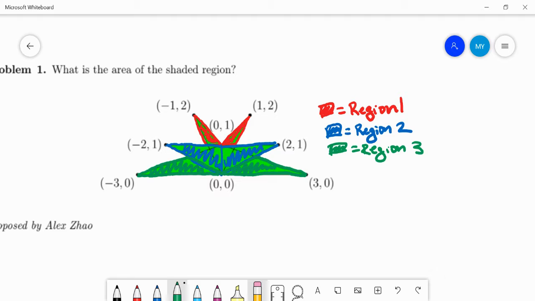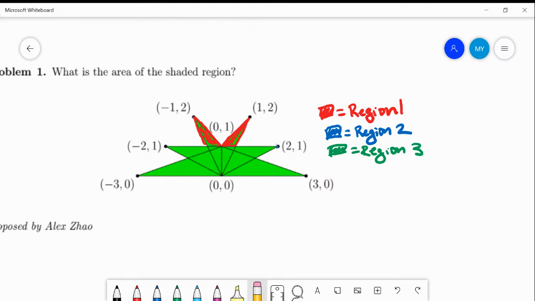Great. So now all that remains is to calculate the areas of each of the individual regions, because you can just see the areas of each of the individual regions is just going to be a triangle, 2 triangles smushed together. So let's try to calculate the area of region 1. I'm just going to erase all the other regions to give ourselves some more room to work with temporarily.